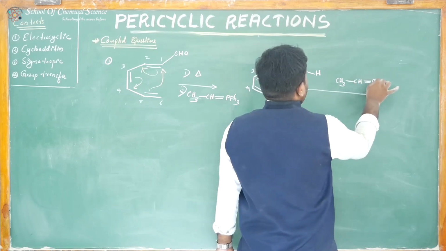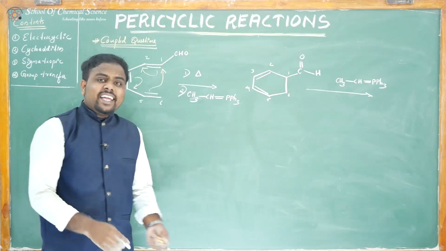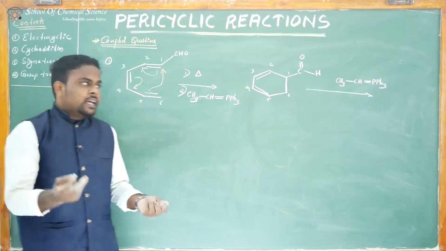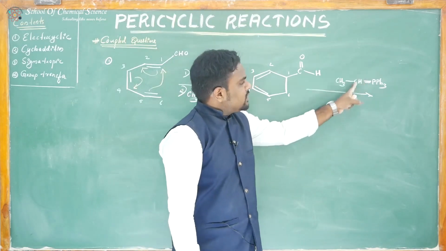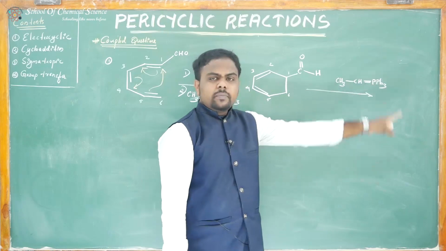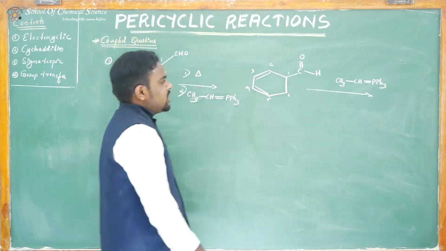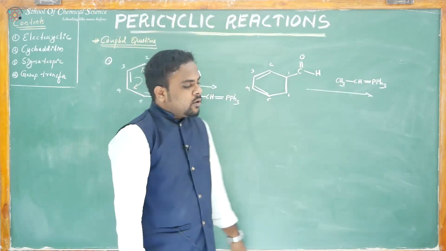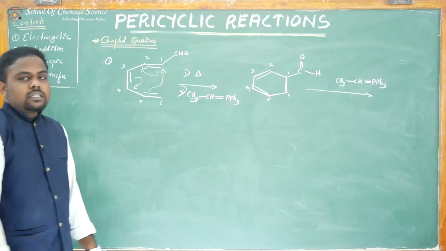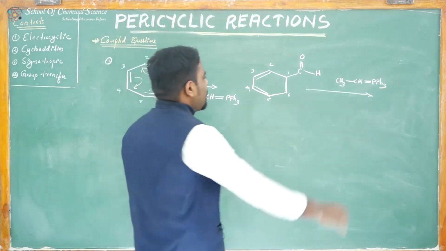CH3 double bond PPh3. Here, instead of the ylide form, the ylene form is given. The ylene undergoes resonance to form the ylide. This bond shifts towards the second carbon, giving CH2 minus PPh3. So ylene or ylide, both are given in the question, along with a carbonyl compound. What is the product? What is the reaction? Wittig reaction.